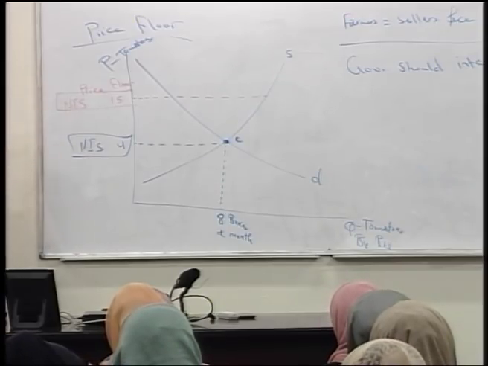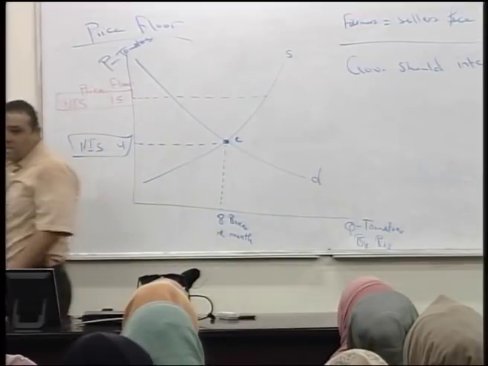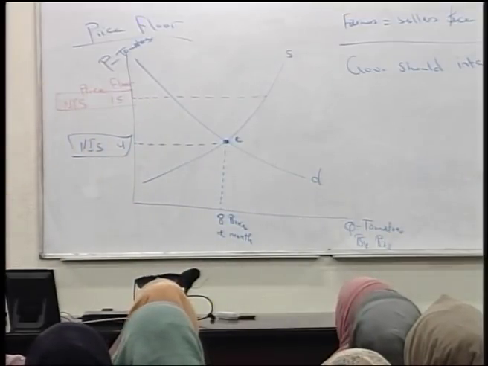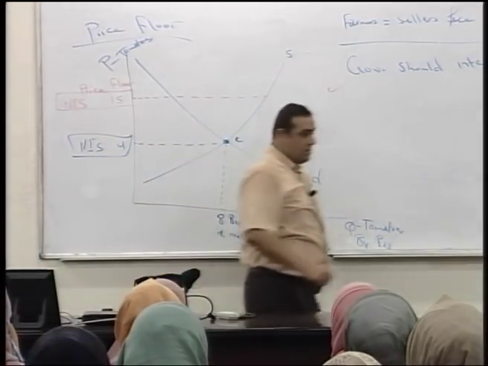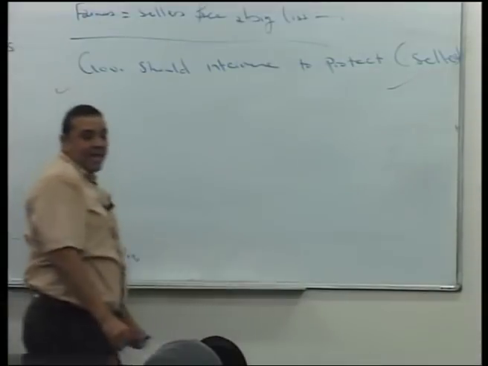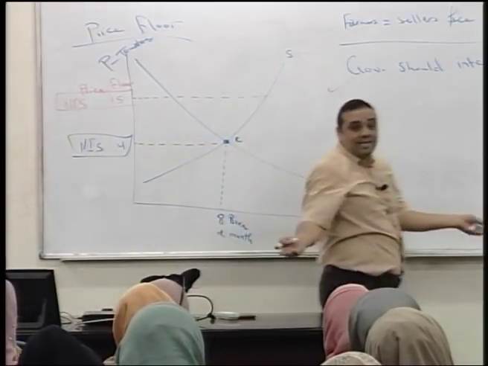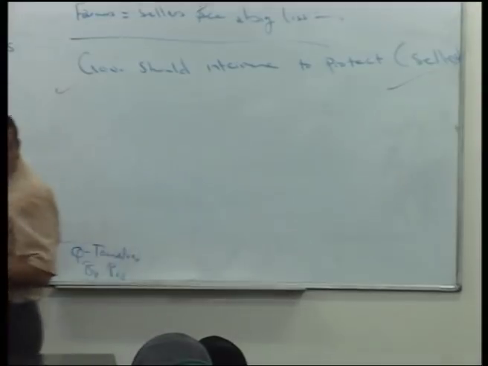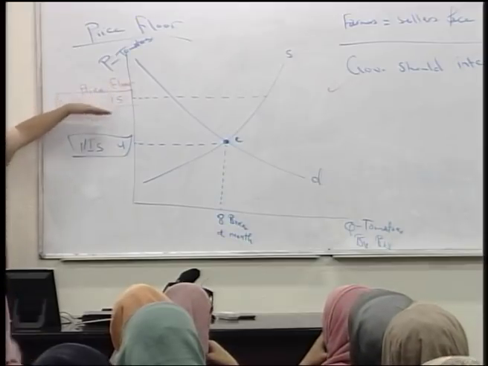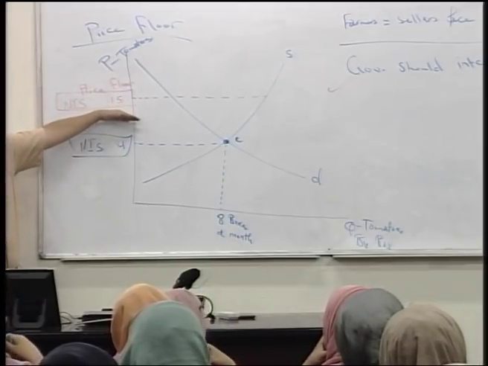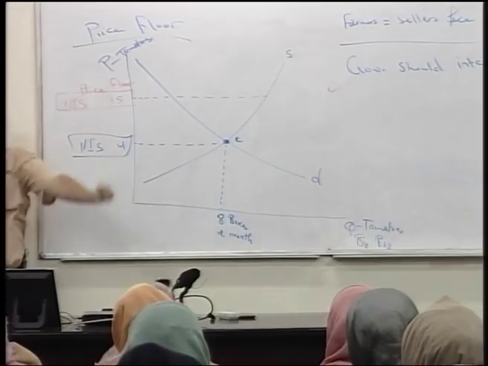If the government imposes or sets the price floor above the equilibrium, is it effective? Effective. Why? Because it achieves its goal, to protect the sellers. If the government says, I want to protect the producers or sellers and keep the price at three, when it was originally at four, right? If the price floor is set above the equilibrium price, it will be an effective price floor.